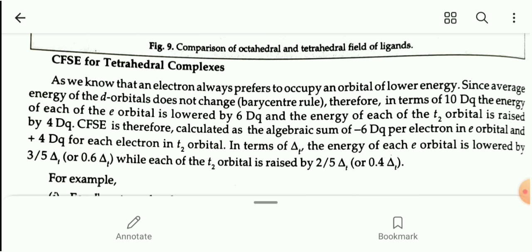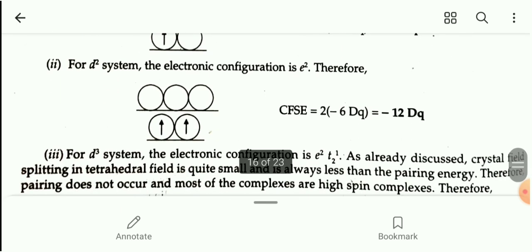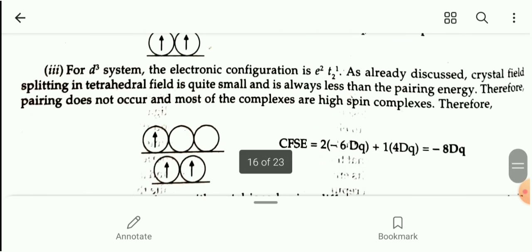In terms of del T, the energy of each e orbital is lowered by 3 by 5 del T, while each of the t2 orbitals is raised by 2 by 5 del T. For example, for a d1 system, the electronic configuration is e1, therefore CFSE is minus 6 dq. For a d2 system, the electronic configuration is e2, therefore CFSE is minus 12 dq. For a d3 system, the electronic configuration is e square t2 1.